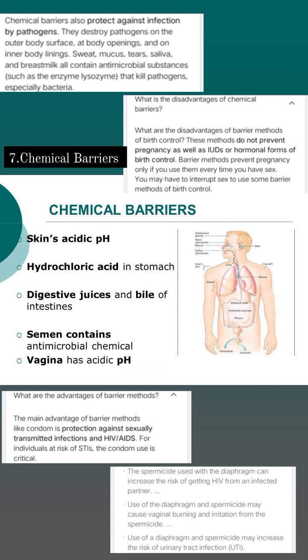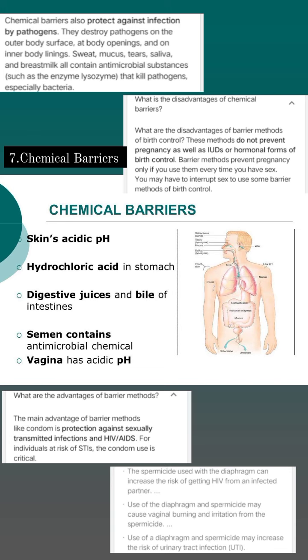What are the disadvantages of barrier methods of birth control? These methods do not prevent pregnancy as well as IUDs or hormonal forms of birth control. Barrier methods prevent pregnancy only if you use them every time you have sex. You may have to interrupt sex to use some barrier methods of birth control. The advantages of barrier methods.